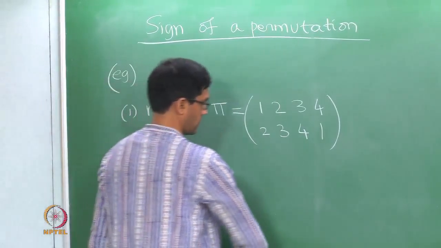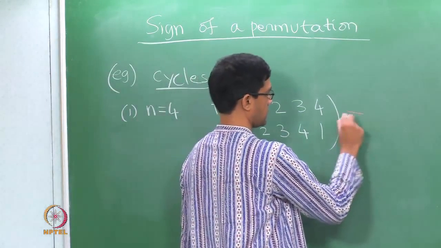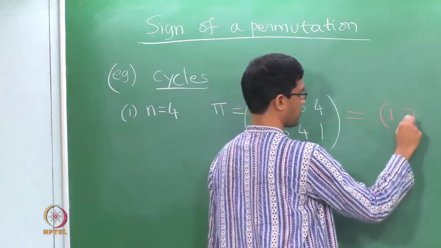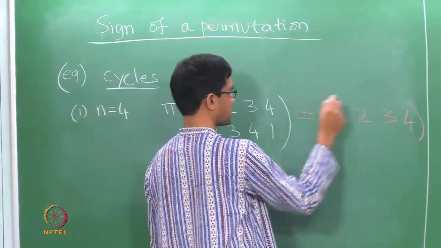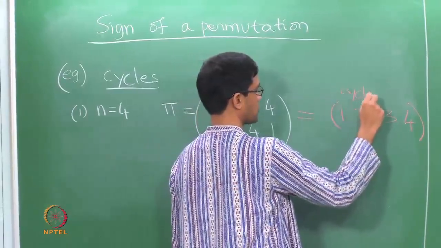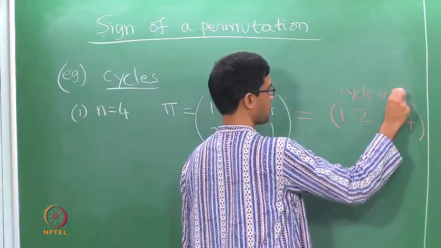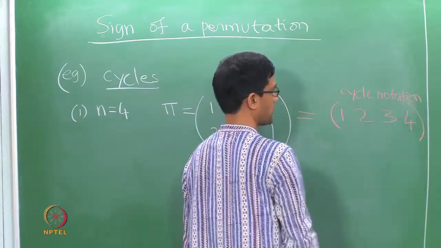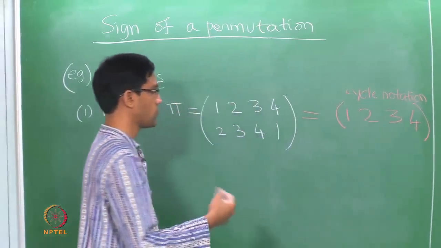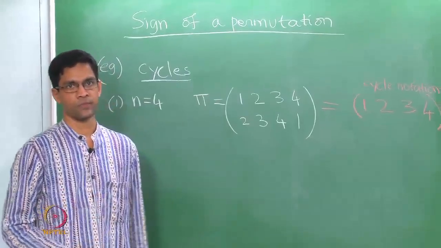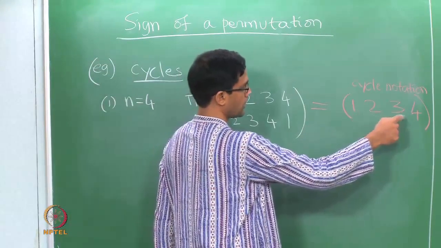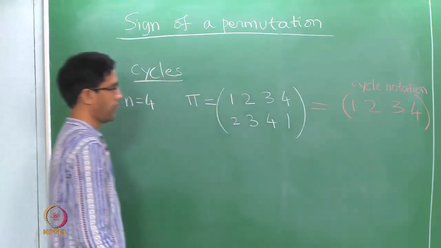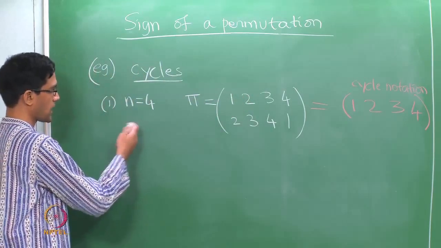And also notice that the other notation for permutations that we looked at is what we call cycle notation. So in cycle notation, the same permutation would be just represented by the 4 numbers 1 2 3 4 written in brackets. This is to be thought of as meaning 1 goes to 2, goes to 3, goes to 4, goes back to 1. So what's the sign of this pi?